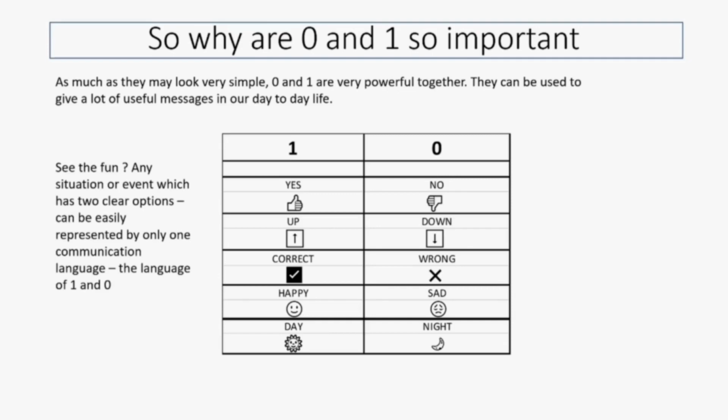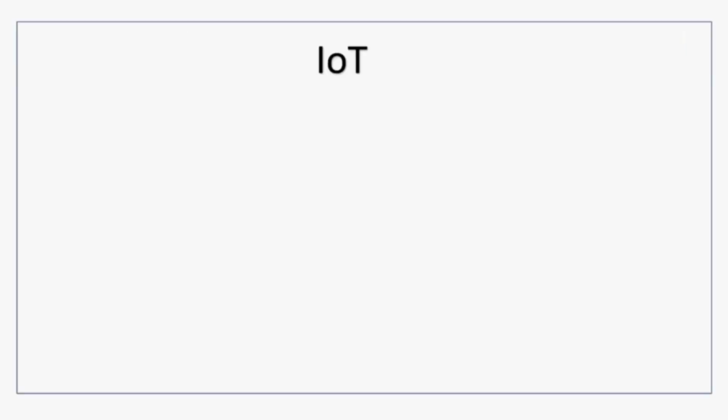Any situation or event which has two clear options can be easily represented by only one communication language, the language of 1 and 0. We know it is binary. Now, let's relate it to our IoT discussion thus far, because that's what we are doing, understanding binary, right? Okay, so here goes.